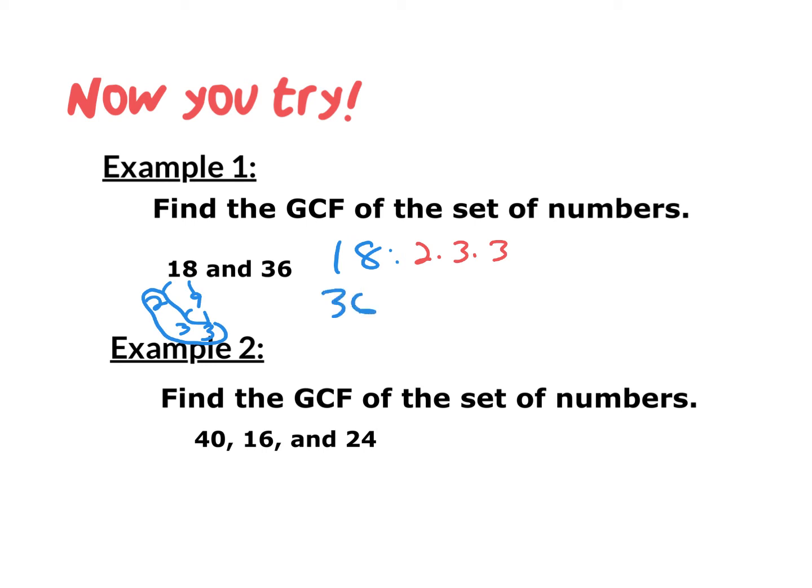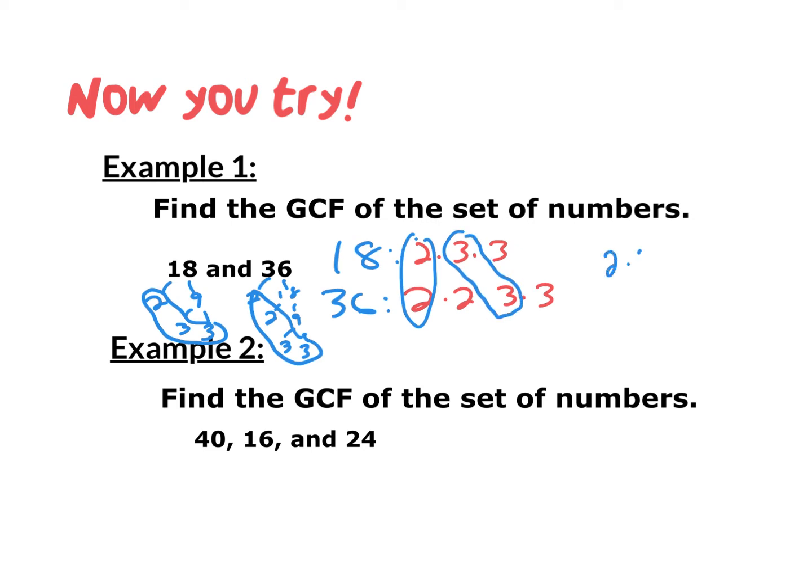And then the number 36, if I write that down, break that one down, that's 2 times 18, that's 2 times 9, that's 3 times 3. And so the prime factorization there would be 2 times 2 times 3 times 3. And so if I look at the two lists, what they share in common are for sure one 2, and then also one 3. And so together that would be 2 times 3, which ends up being 6 as your GCF there.